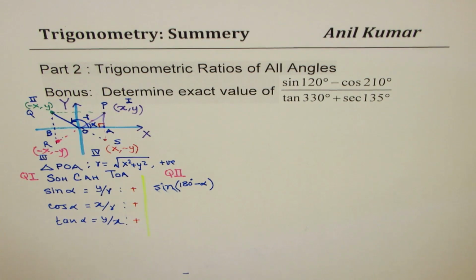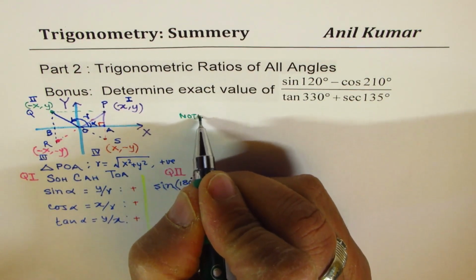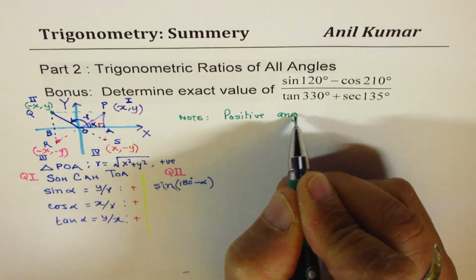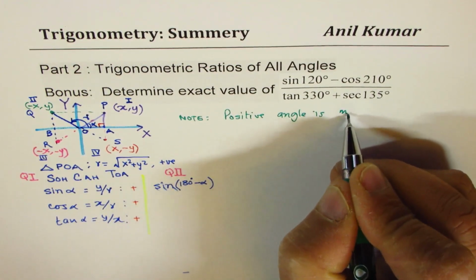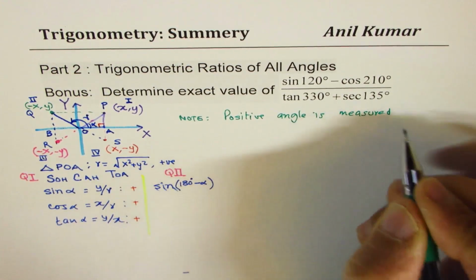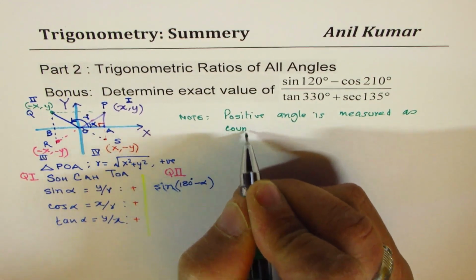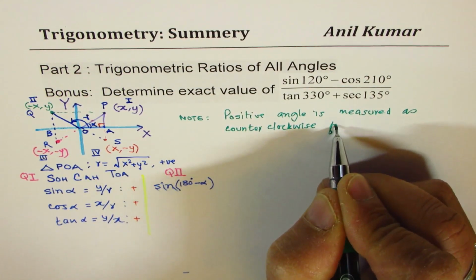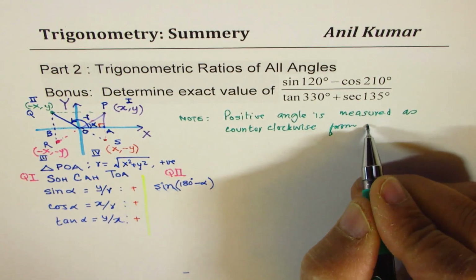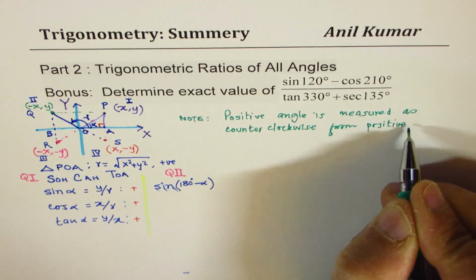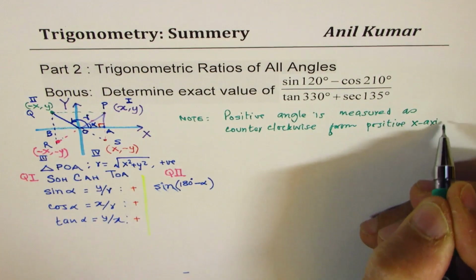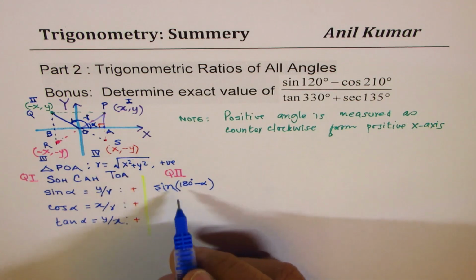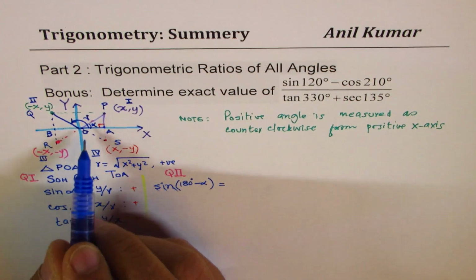So let me write down a note here. Note: positive angle is measured as counterclockwise from a positive x-axis. Correct? So that is the angle. So it is 180 minus alpha. Correct? Now, many students don't understand why we write 180 minus alpha. Now, I hope that is clear.